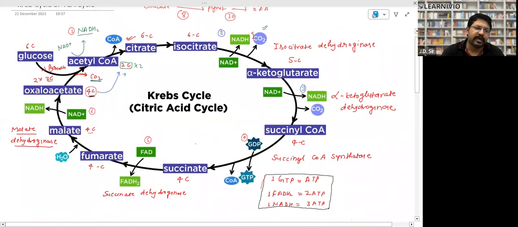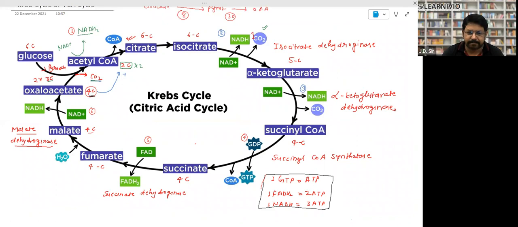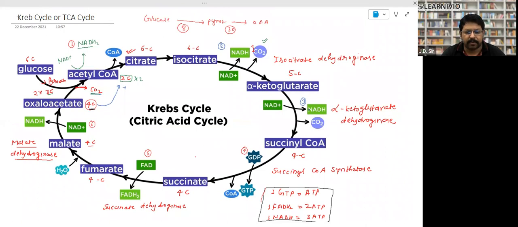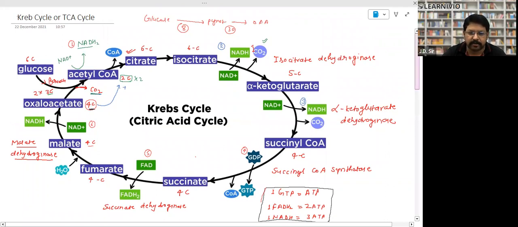Now let's calculate where the energy formation takes place. Here formation of NADH takes place. Look, you can see. Here the NADH will be formed. Here NADH will be formed, right? Again here NAD plus will be formed, right? So let's calculate how many NADH are formed. Let's start. Look, one NADH here, one NADH here, one NADH here, right? 1, 1, 2, 3, 4.